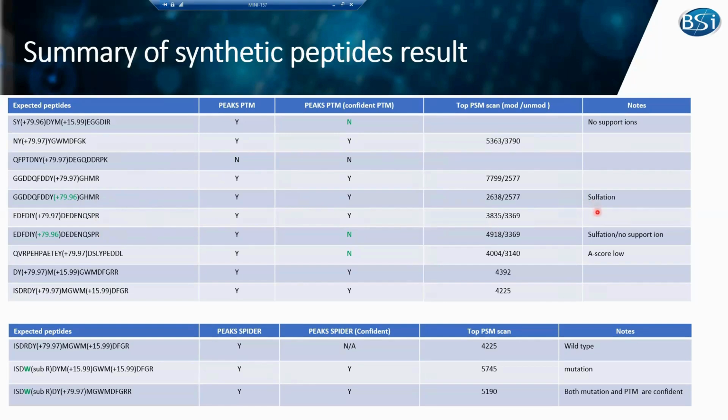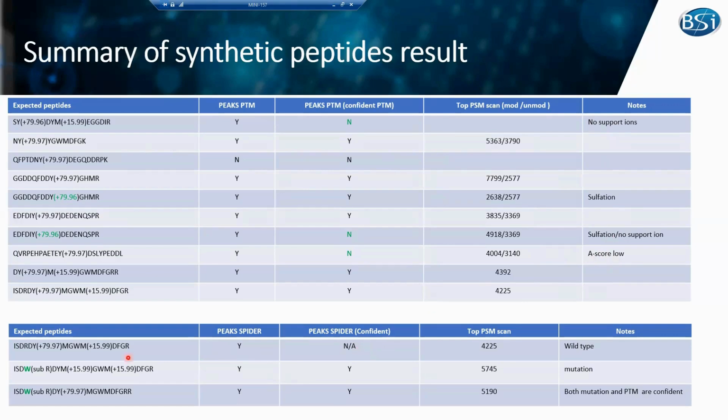And for those where PEAKS PTM says not a confident PTM, I checked the result manually. So usually, why does PEAKS PTM say this PTM is not confident? Just because in this fraction, there are not enough support ions. And also something like this one. For this one, just because the ASPO is wrong.